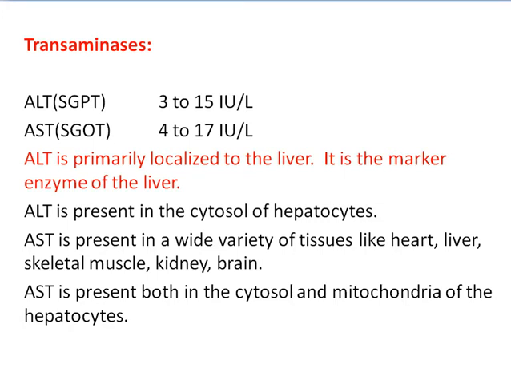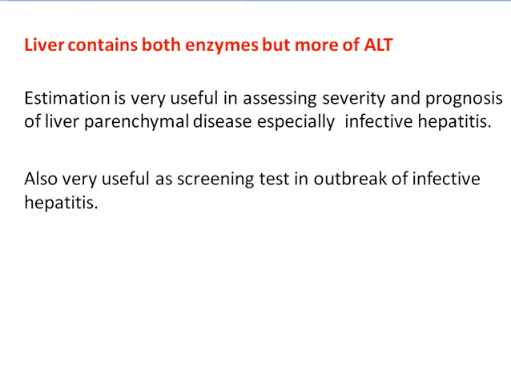Aspartate transaminase is found in both the cytosol and the mitochondria of hepatocytes. The liver contains both enzymes, but more ALT. Estimation is very useful for assessing the severity and prognosis of liver parenchymal disease, especially infectious disease. It is also very useful as a screening test in an outbreak of infectious hepatitis.